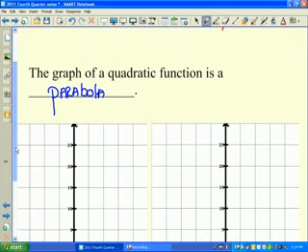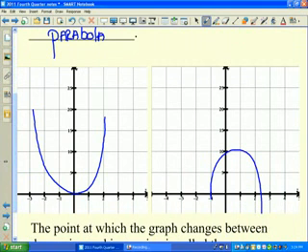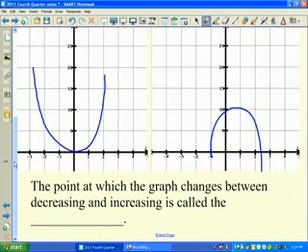There's a lot of terminology that we talked about last time. If you recall, a parabola can open upward, or a parabola can open downward. The point at which the graph changes between decreasing and increasing is called the vertex. So the point of change when you're looking at your parabola, in my first one, the point of change is roughly there. And for the second, the point of change is roughly there.